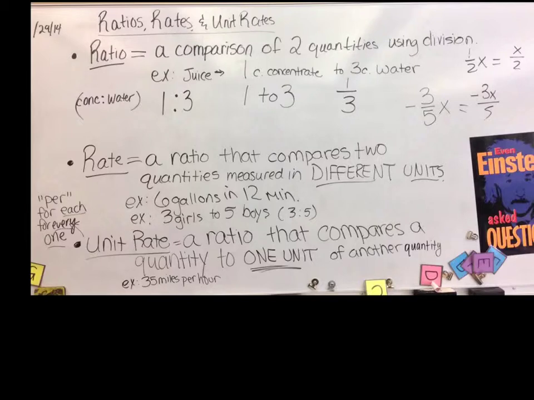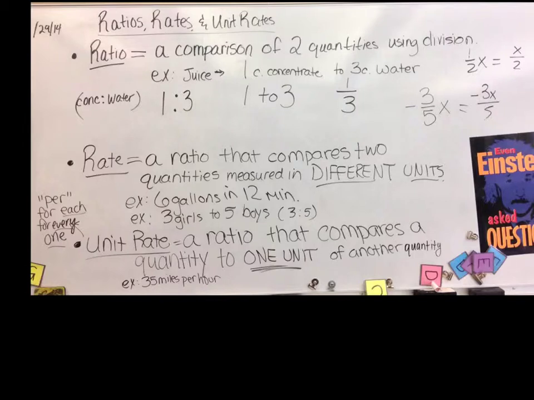Okay, so a couple things to keep in mind. We're going to be talking about ratios, rates, and unit rates. A ratio is just a comparison of two quantities using division, and we can show it in three different ways. Okay, 1 to 3, 1:3, or 1/3. All three of these are read the same way, but they look a little bit different, and you need to be familiar with how to use each of these ratios.